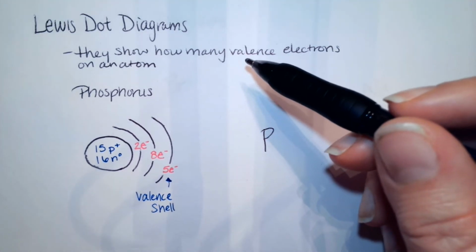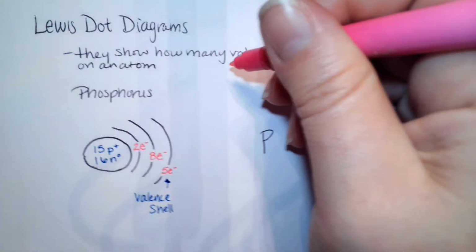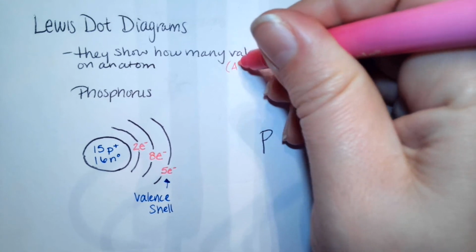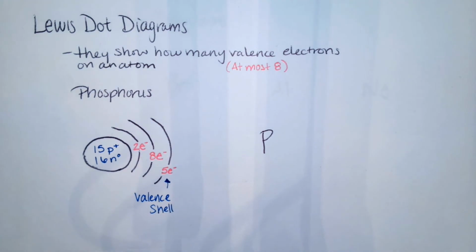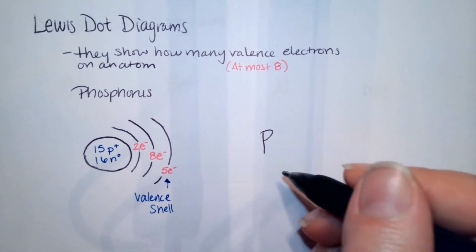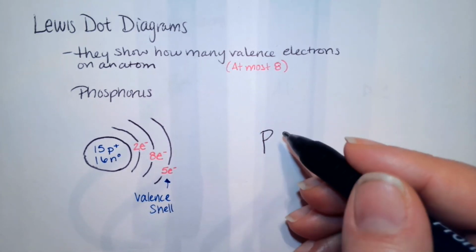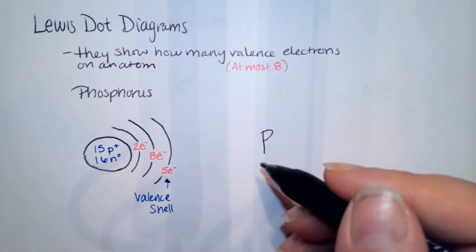Now keep in mind, valence electrons on an atom are at most 8. At most 8 valence electrons, because you can only have up to 8 valence electrons. So when you do this, you will only be showing at most 8 valence electrons. All right. We have 5 valence electrons for phosphorus. So all we do is we place dots around the outside of phosphorus. Now if you think of this as a 4-sided box, you would put 2 on this side, 2 on this side, 2 on this side, and 2 on this side.